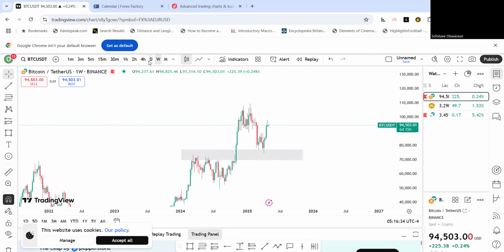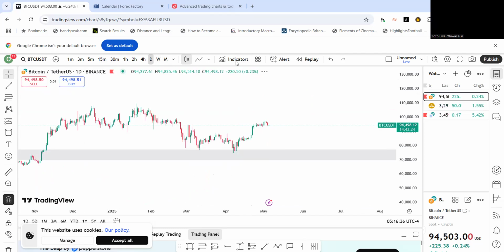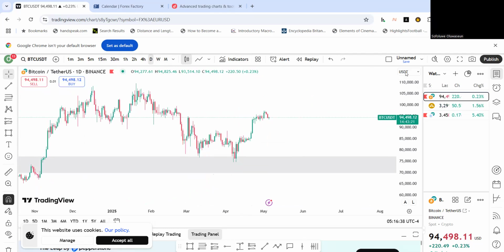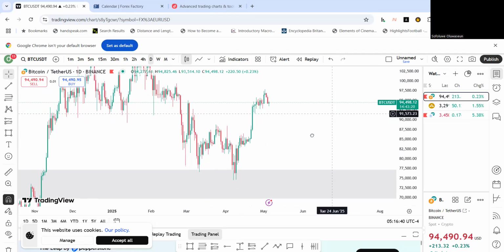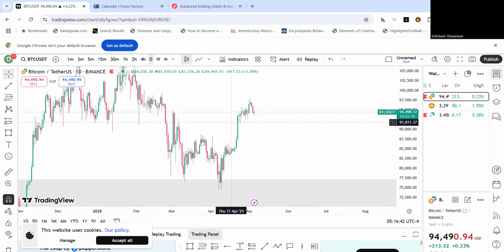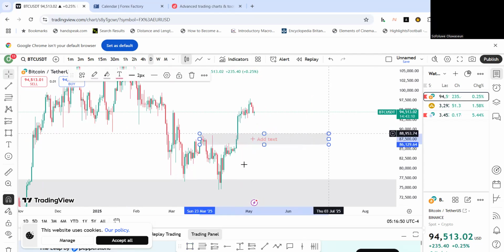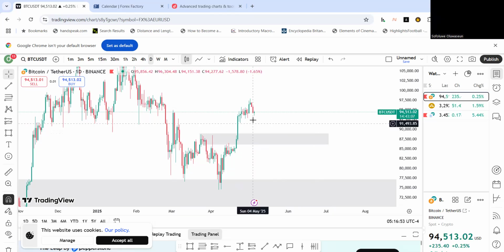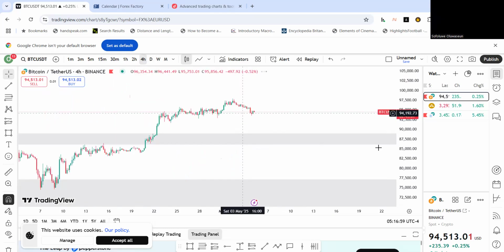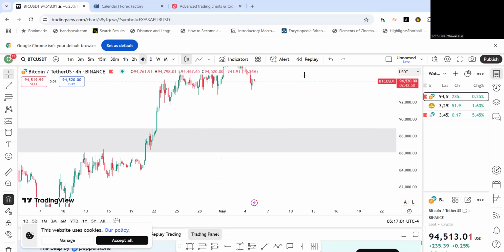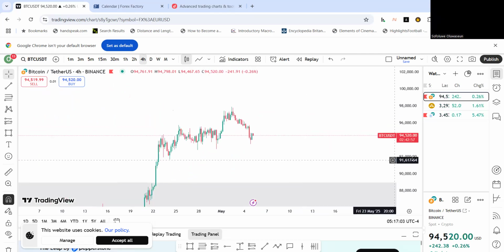Okay, so let's go to the daily. So we can expect price to actually come closer to this point also. See this point. Yes. But in the meantime, you can see that price is reacting from this point here if you go to the 4-hour time frame. Okay, here's the 4-hour time frame.